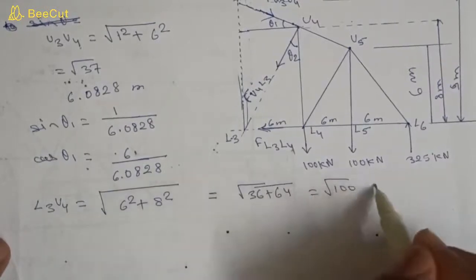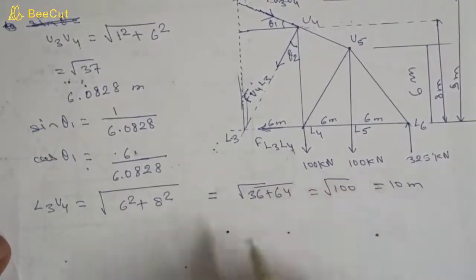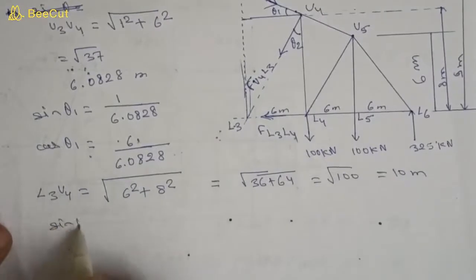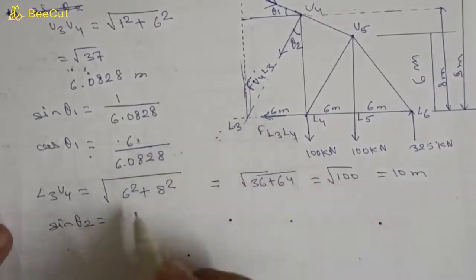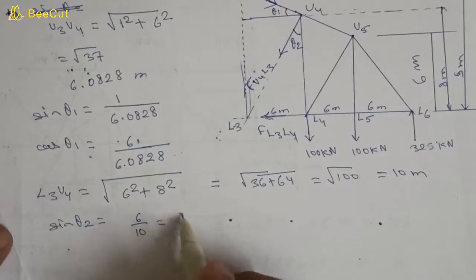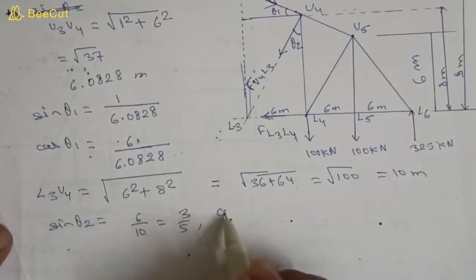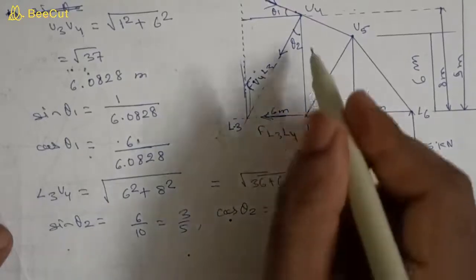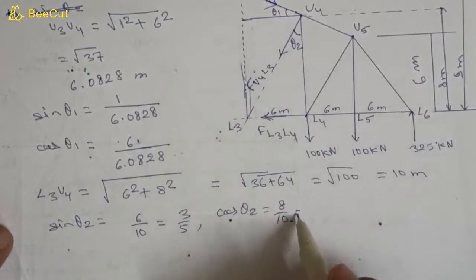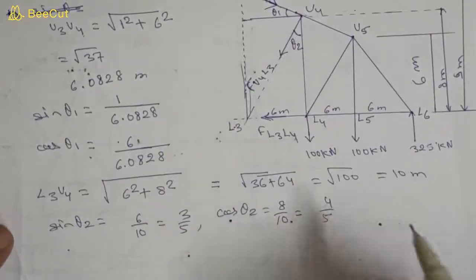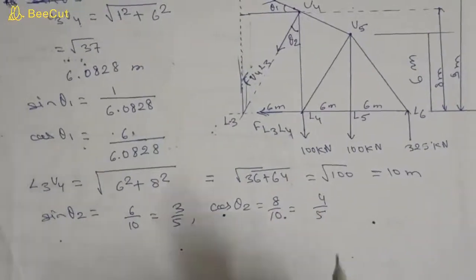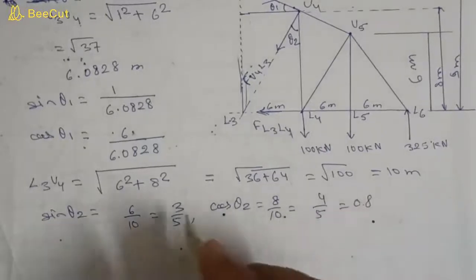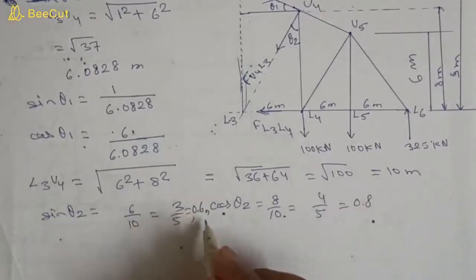So L3 U4 will become 10 meter. Sin theta 2 will become 6 by 10, which is equal to 3 by 5. Cos theta 2 will become 8 by 10, so it will become 4 by 5. So this one is equal to 0.8 and this one is equal to 0.6.